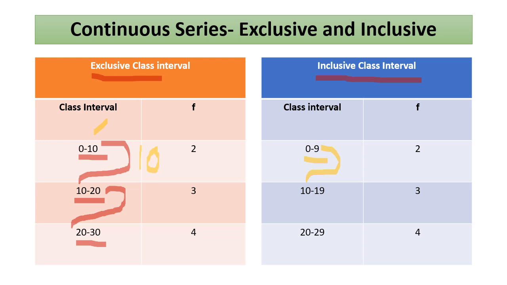Therefore, at the time of counting, I'll count from 0 to 9. So it will include the upper limit value at the time of counting along with the lower limit value. And therefore, if you count from 0 to 9, you will find that the class interval is of 10. If I have to count the next class, then the counting would be from 10 to 19. So 19 will be included in the counting as it doesn't repeat itself in the next class.